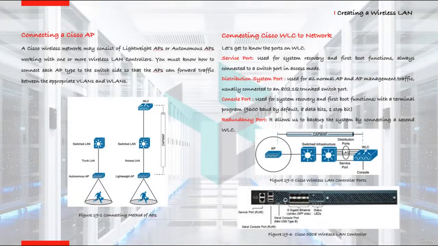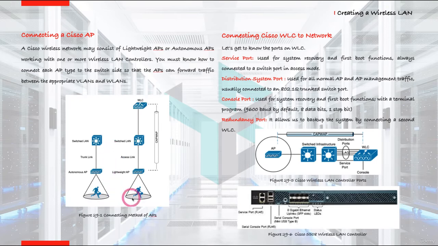On this page, let me first tell you how we connect access points to our network. When we look at our figure here, if we are going to use an autonomous access point in our network, we make the port between the access point and switch a trunk. If we are going to use a wireless LAN controller and lightweight access points in our network, we make the port between our access point and switch an access port, and a CAPWAP tunnel is created between the wireless LAN controller and access point, and we carry our VLANs through the tunnel.